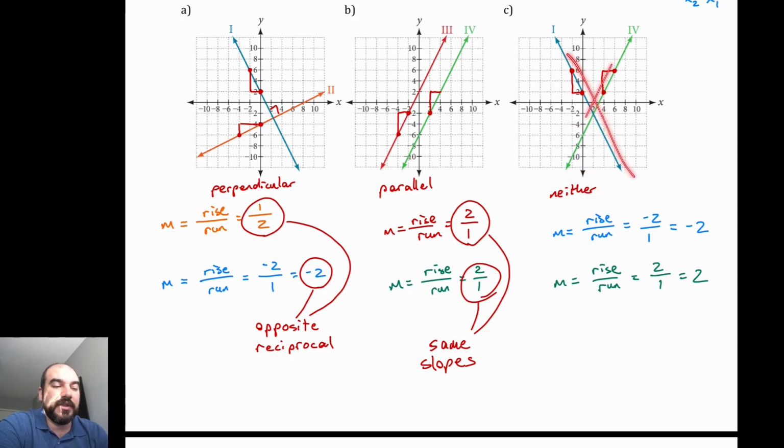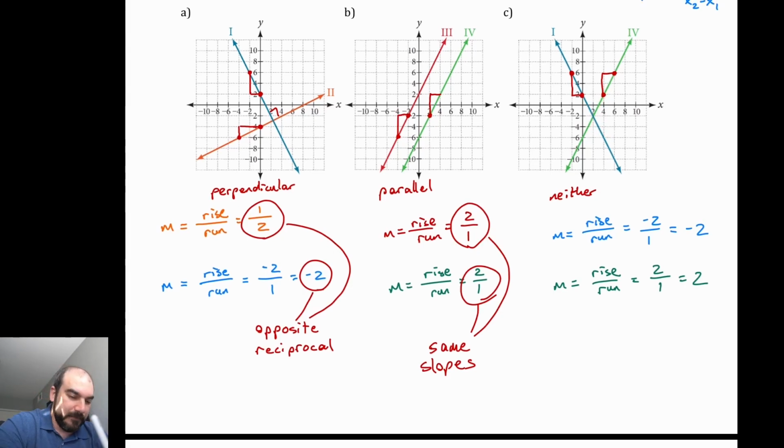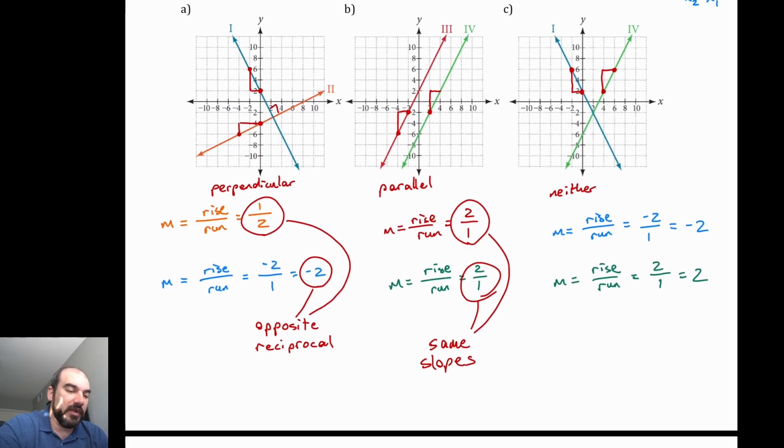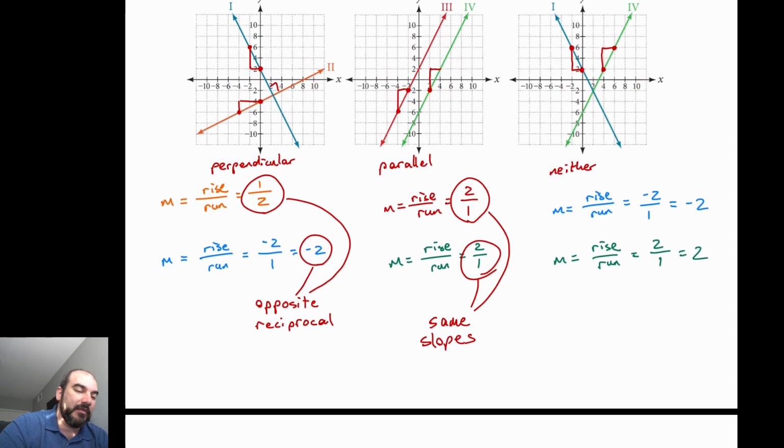These lines are neither perfectly perpendicular, where they intersect in a 90-degree angle, nor are they parallel, where they never intersect, right? These just intersect at some other angle, but they do intersect. Right, so 3 things can happen when 2 lines are drawn. They could be perpendicular, they could be parallel, or they could just intersect at some random angle.